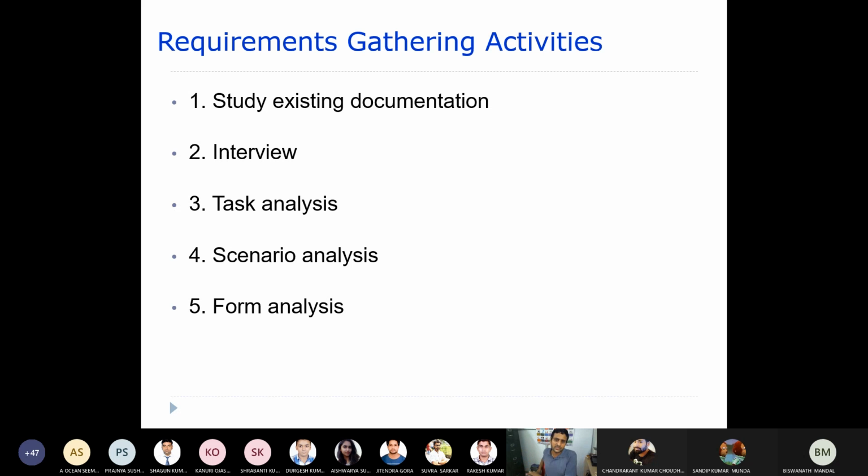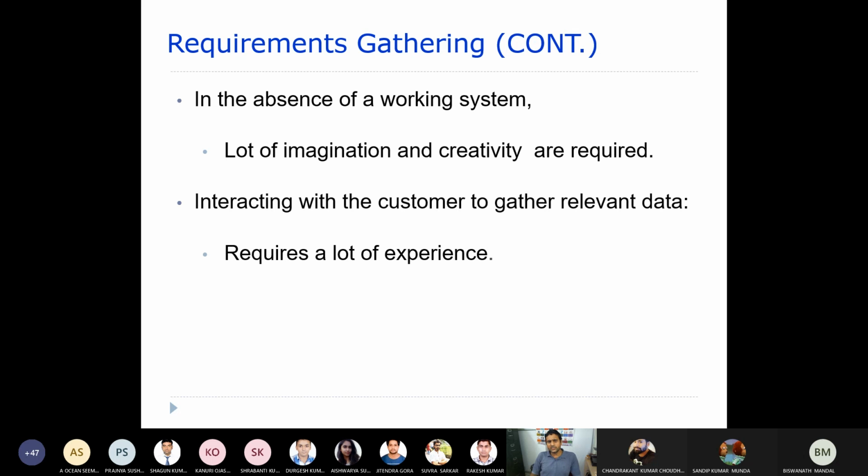So we will study these existing forms through which we try to gather the requirements. We'll see all of these things through a case study. Now, requirements gathering in the absence of a working system requires lots of imagination and creativity, as I told you before also. If you do not have any manual system, then you need a lot of imagination and creativity to establish these requirements.